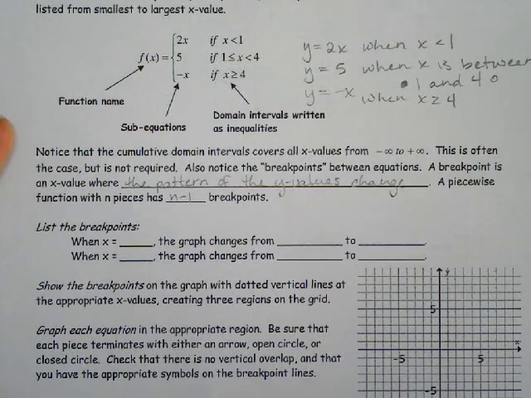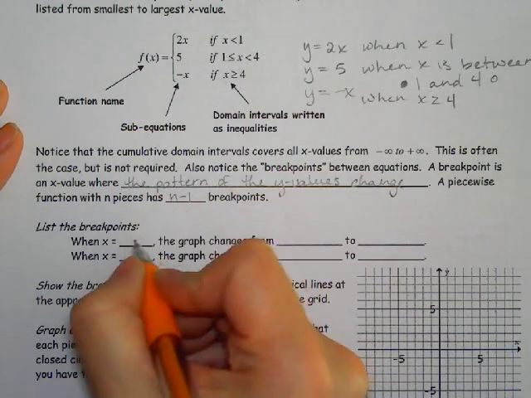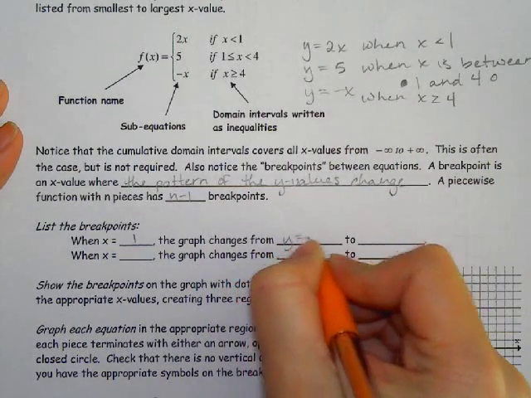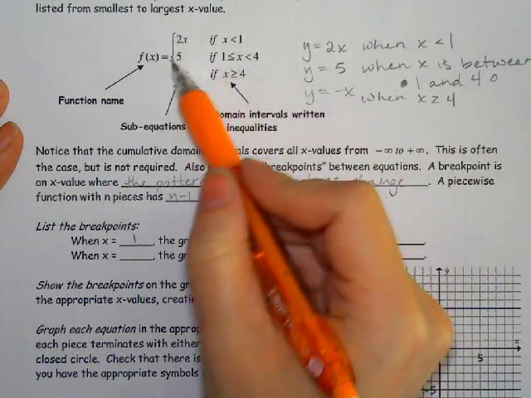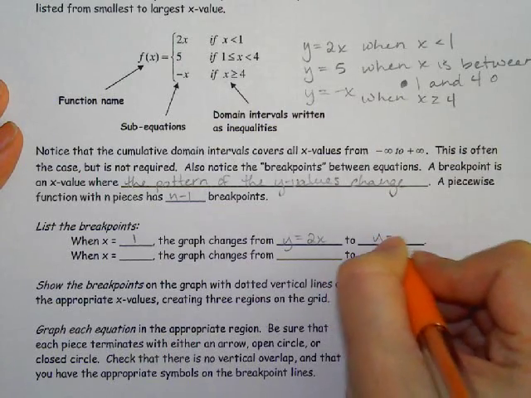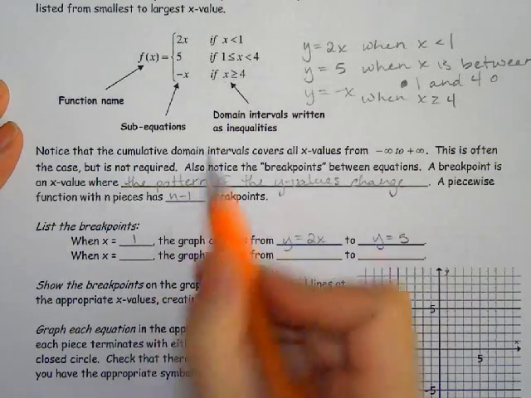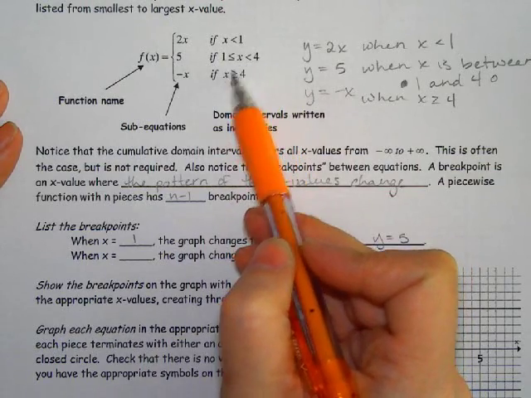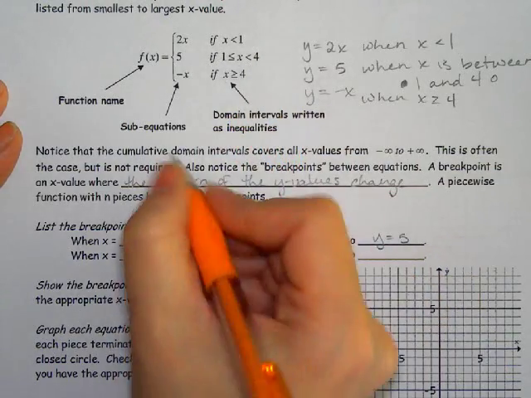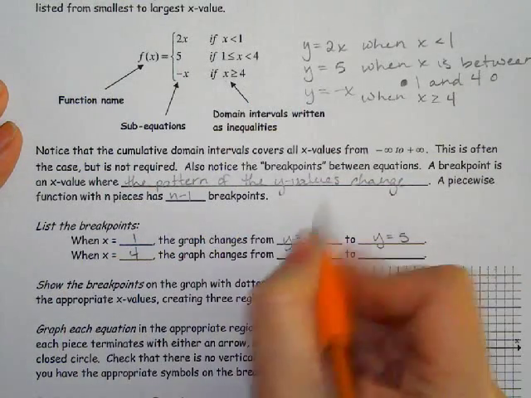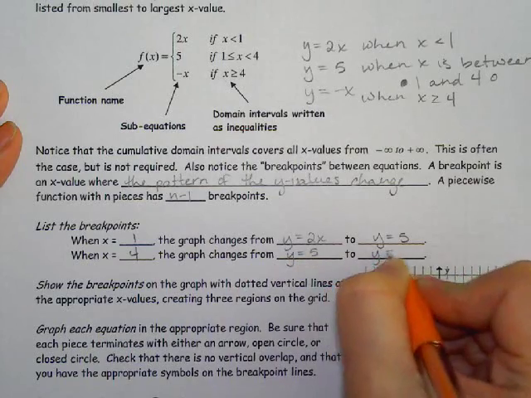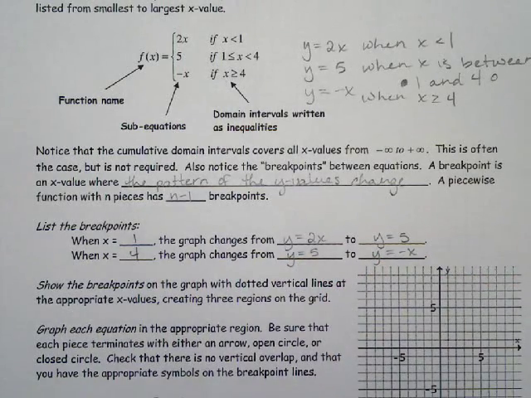So, on our example one, when x equals 1, the graph changes from y equals 2x to y equals 5. Then again, when it changes at this breakpoint, when x equals 4, the graph changes from y equals 5 to y equals negative x.